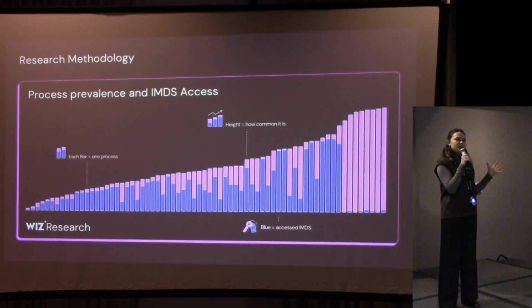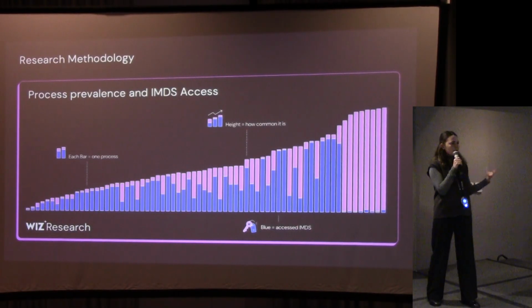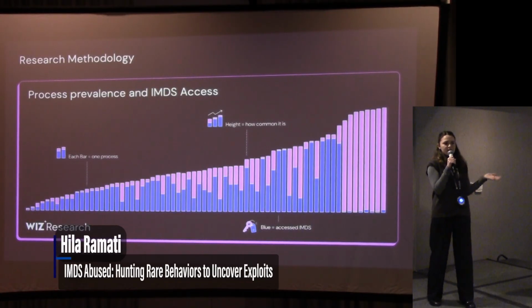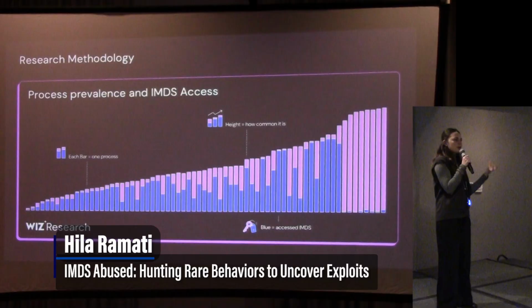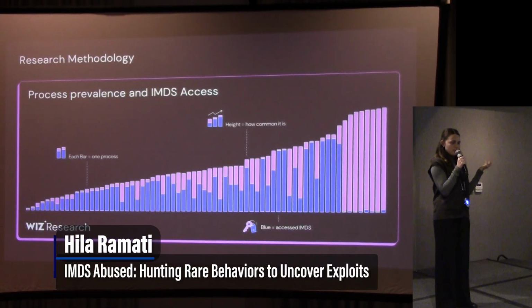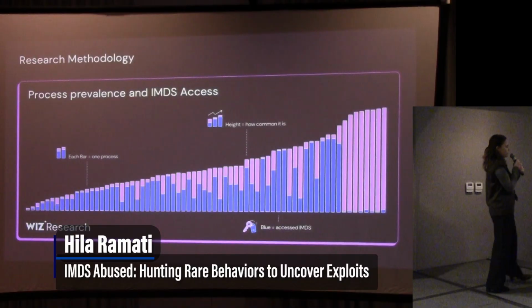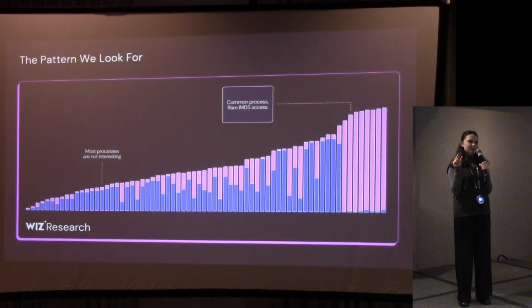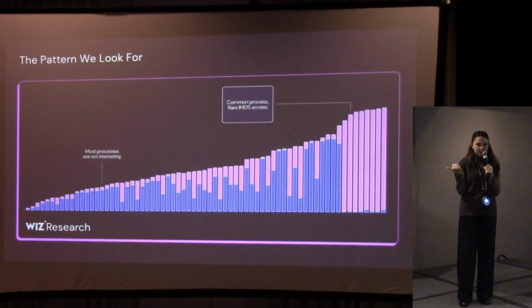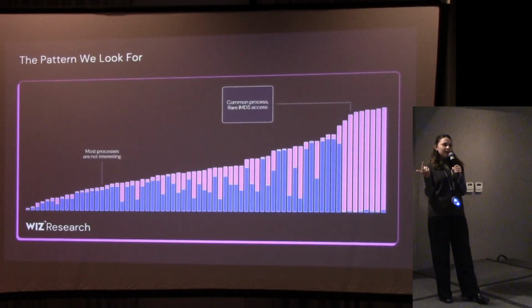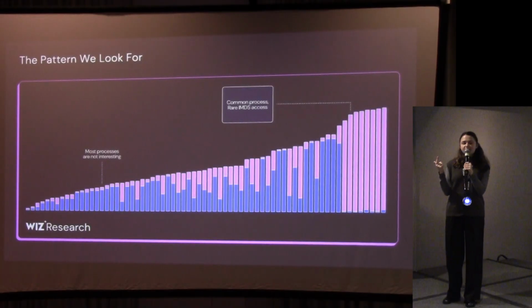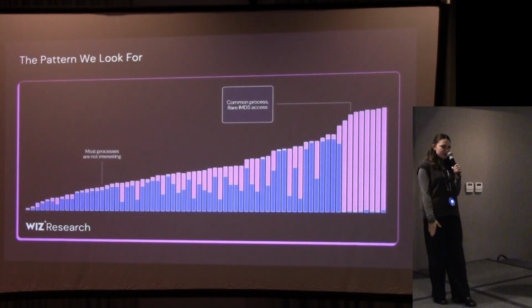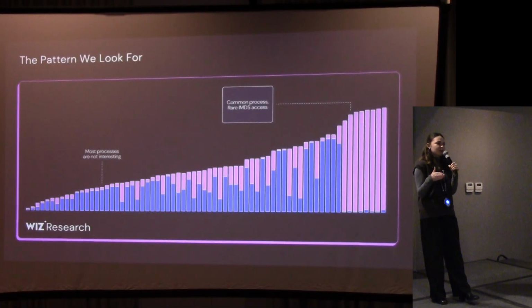And some columns are a mix of pink and blue, and those would be processes like the more common executables, like Python or Bash or Node, that get used for all kinds of tasks. Some of them should talk to IMDS, some of them shouldn't, so they naturally end up with a mix of pink and blue. But the really interesting columns are the tall columns with just a tiny blue slice. That pattern tells us two things. A, this process is widespread, so it's probably legitimate. And B, only in a very small subset of its instances it ever accesses the metadata service. That is a very strong anomaly signal.